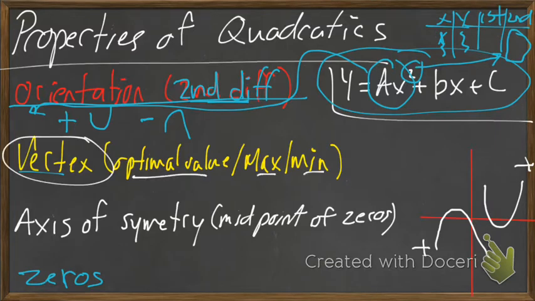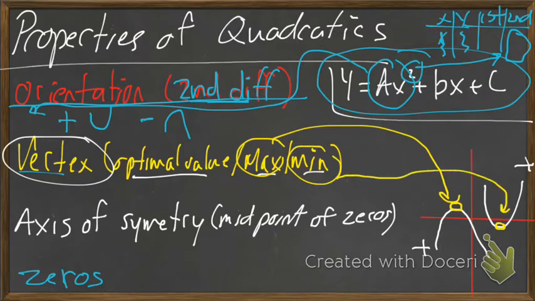The reason for that is that the vertex is either the highest point of the graph or the lowest point in the graph. When it is the highest point of the graph, it's known as a max. So that's right there. When it's the lowest point, it is a min. And that makes sense based off of the data.